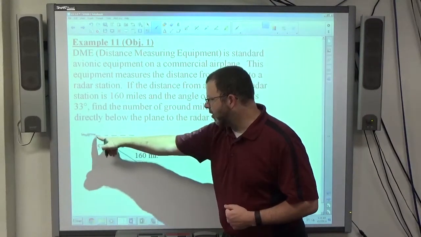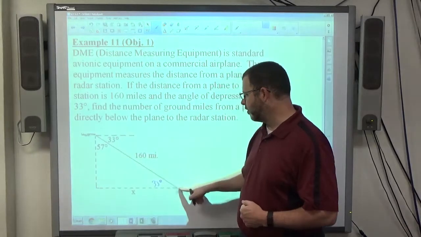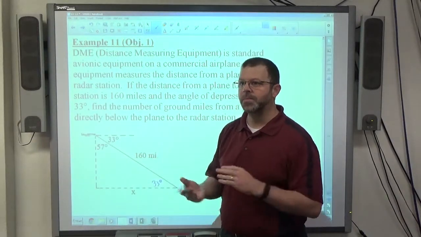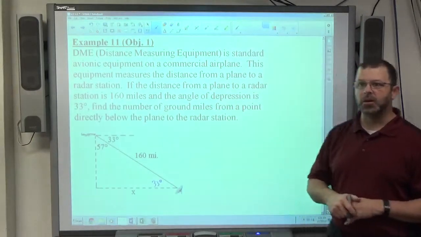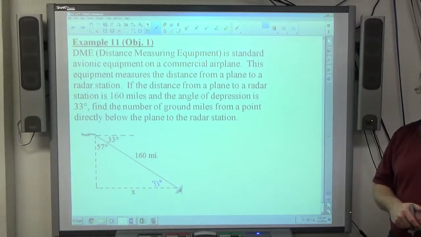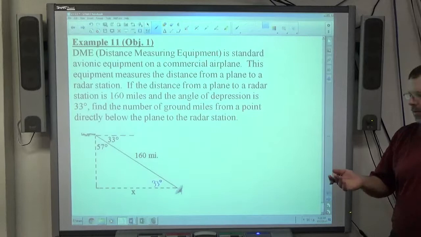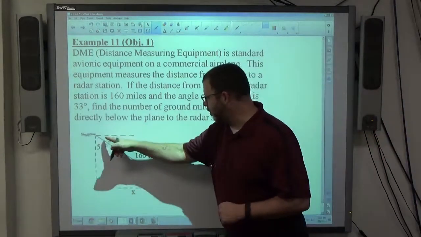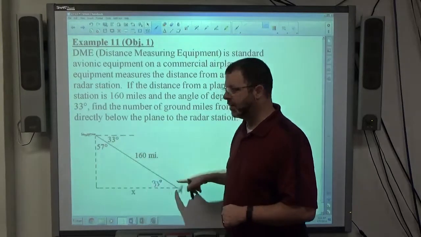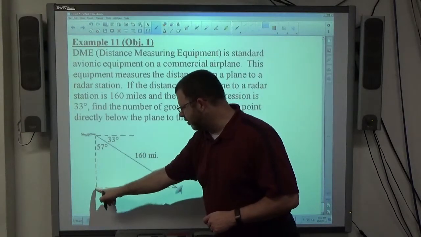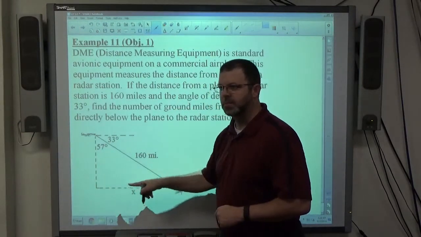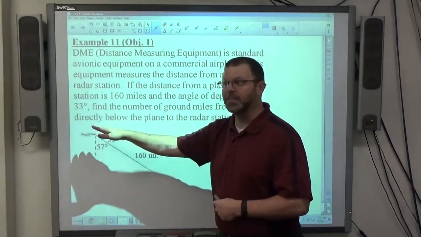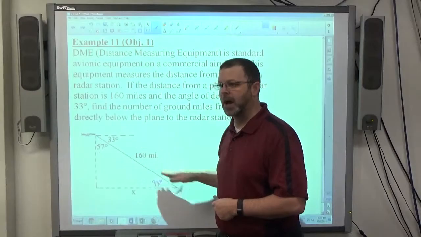So if the angle of depression from the plane to the ground is 33, then the angle of elevation from the ground to the plane is also 33. So again, angles inside the triangle are better than angles outside the triangle, but angle of depression tends to be outside the triangle. And again, the distance from the plane to the station is 160. And they want to know the ground distance from the plane to the station. If they say ground distance, they want the distance along the ground. If they say the distance, they mean directly from the object to the object.